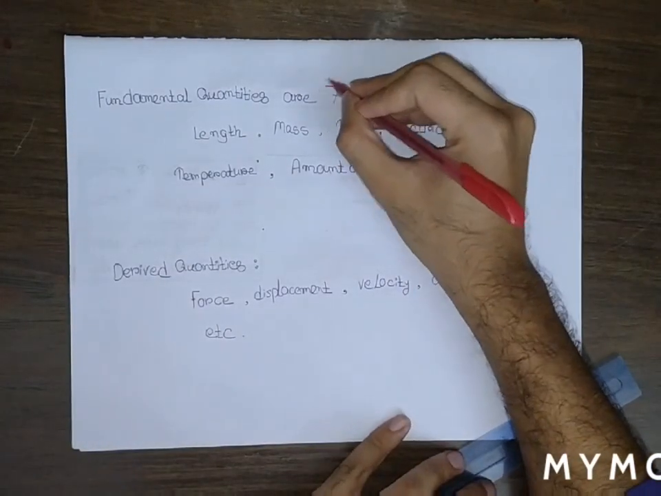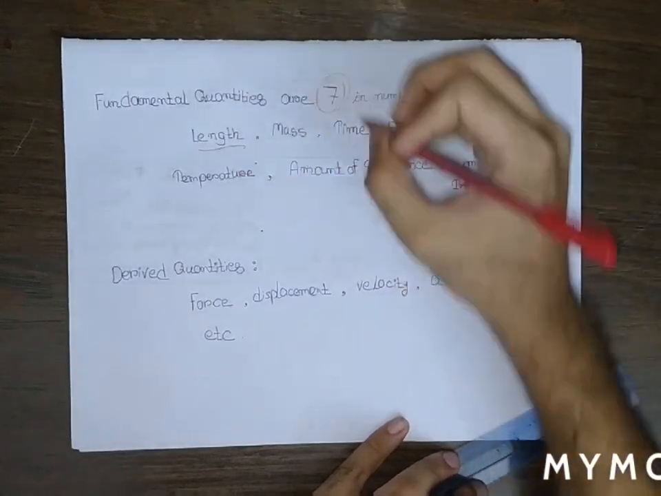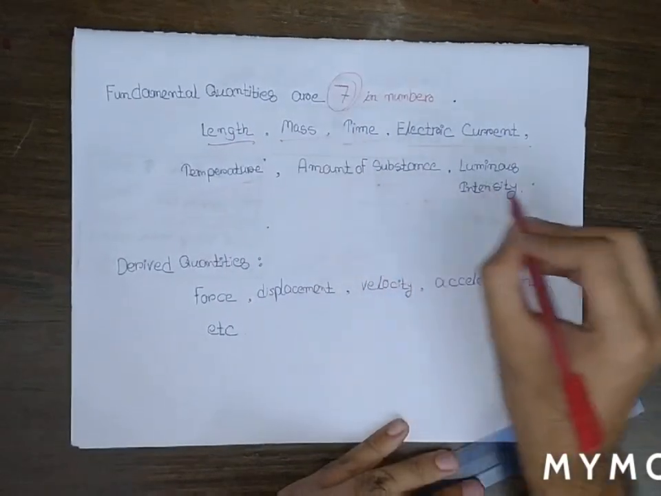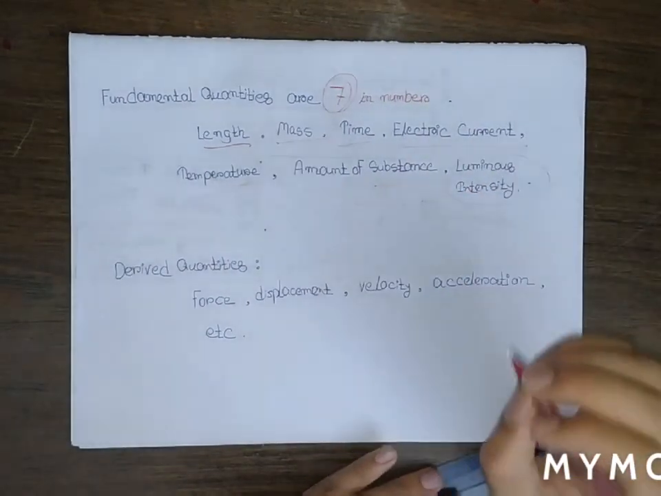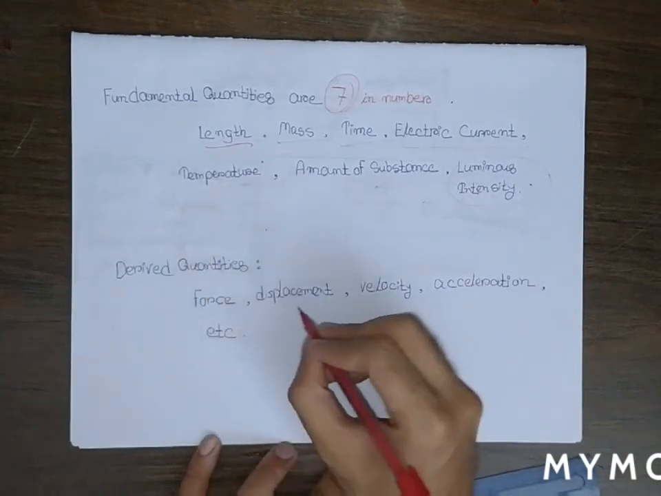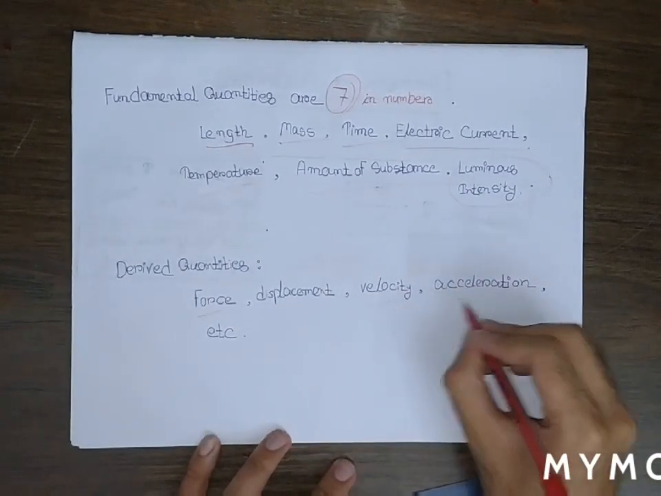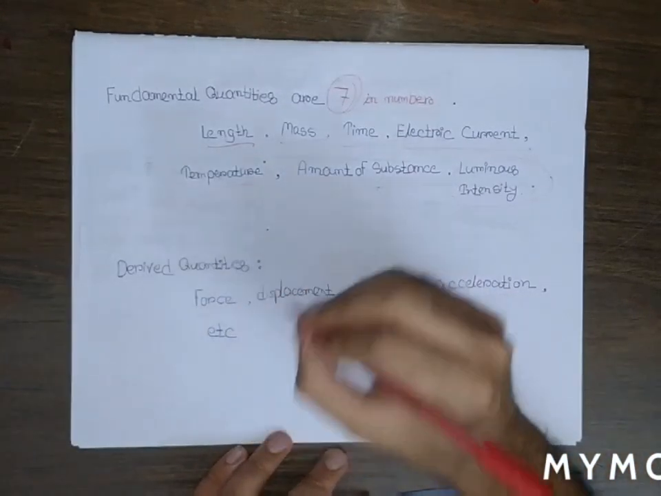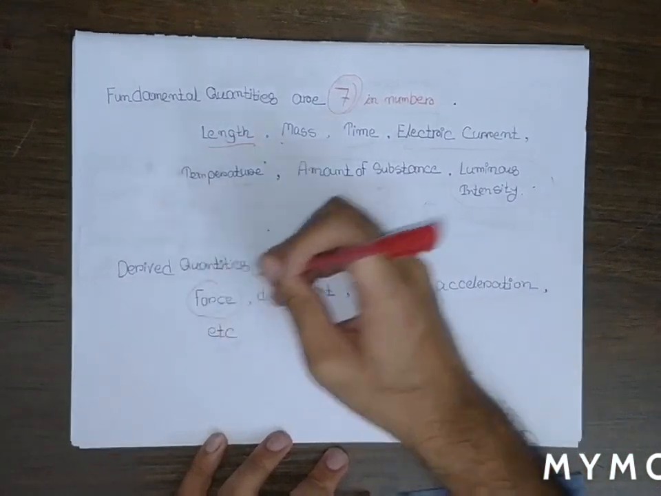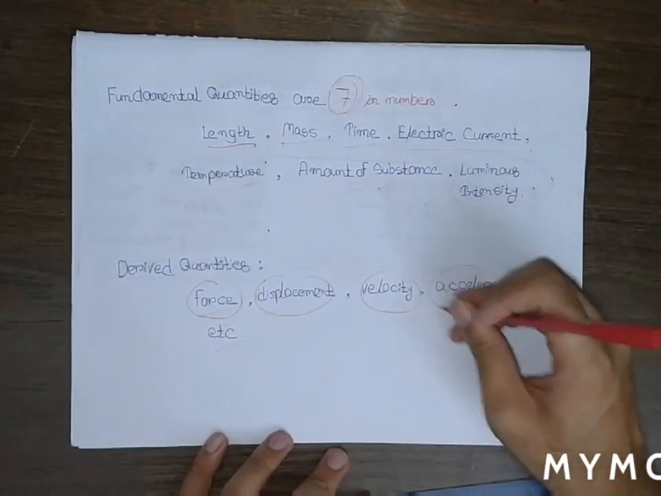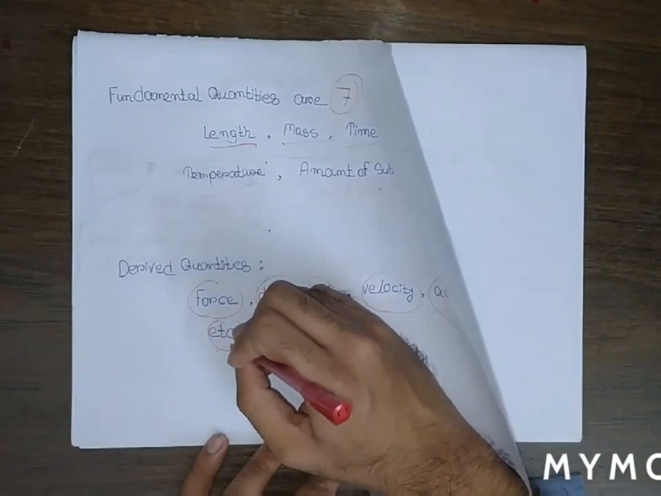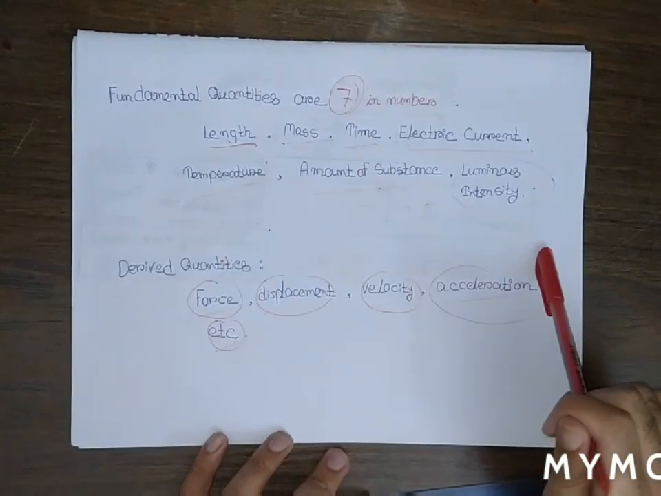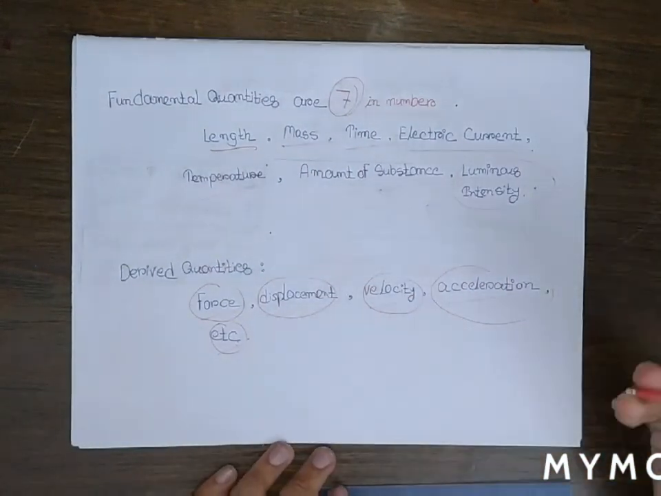Fundamental quantities are 7 in number: length, mass, time, electric current, temperature, amount of substance, and luminous intensity. Now, what are the derived quantities? Force, displacement, velocity, acceleration, etc. All other quantities. So, dimension means actually to express force, displacement, velocity, acceleration, and all other derived quantities using these 7 fundamental quantities. This is all about dimension. Let's proceed forward.